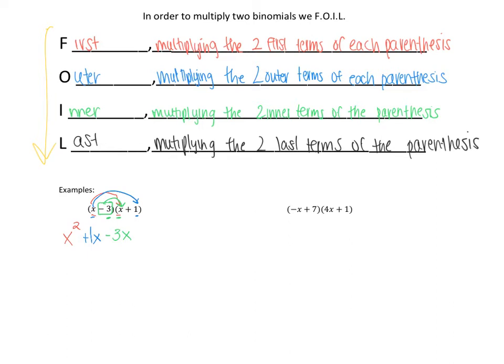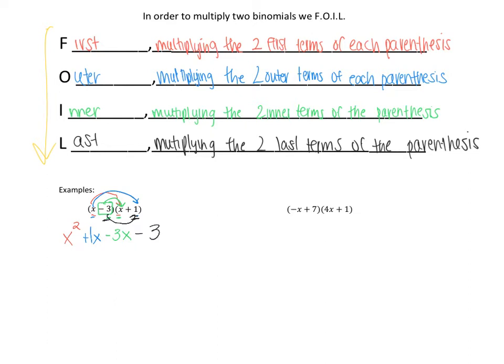Then my last two terms, okay? So we did first, outer, inner. Now I'm doing the last two terms. So all that means is you're taking the last term of the first parenthesis and multiplying it by the last term of the second parenthesis. I'm going to draw my arrow below, just so you guys can see, but it means the same thing. So -3 times a +1 gets me a -3.